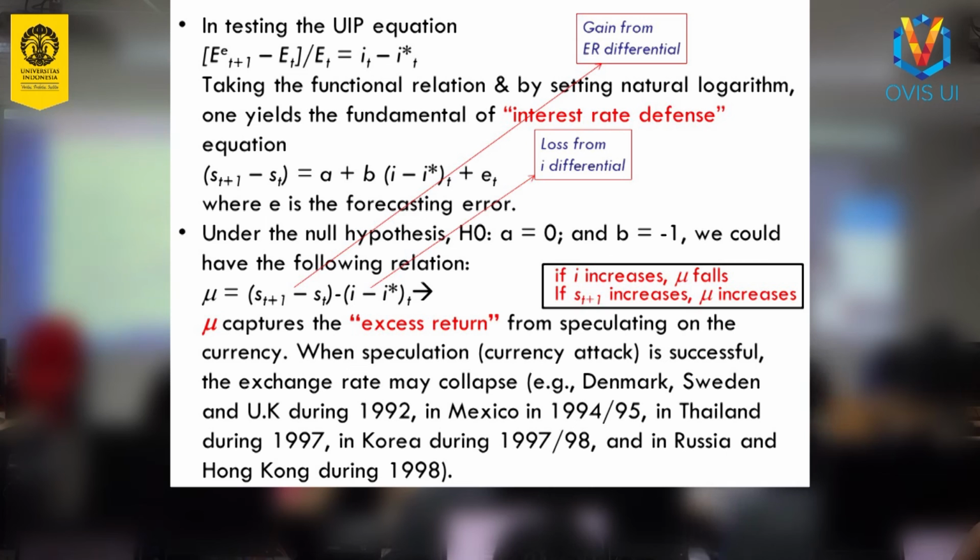Okay? And that's why mu is called the excess return. So that is from the standpoint of the speculator, because that is an excess return for the speculator. Now, if you want to know what happened in 1997, this guy is greater than this guy. And that's why many speculators became rich during that period. And most of them are foreign speculators.